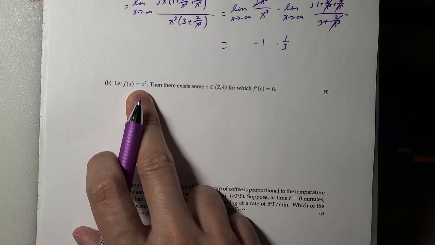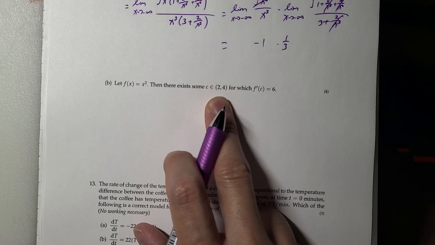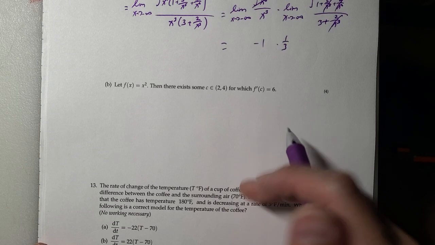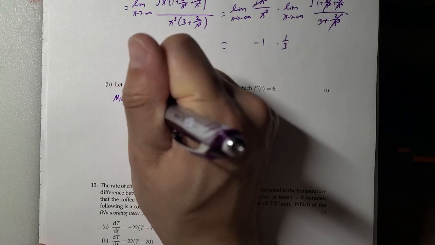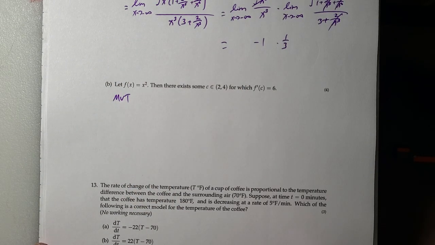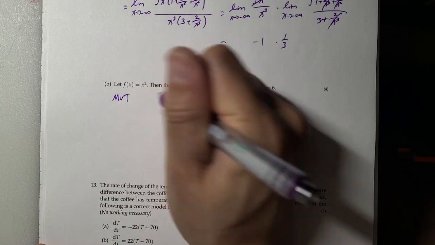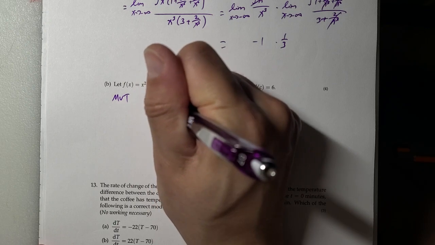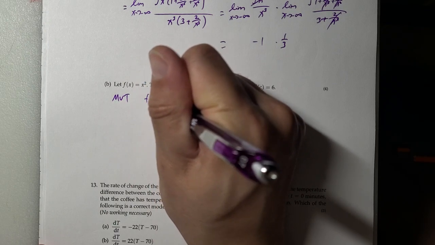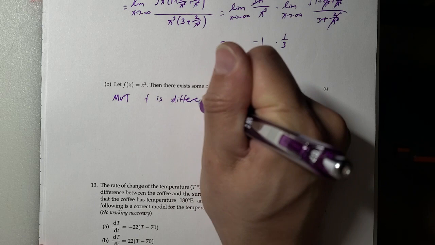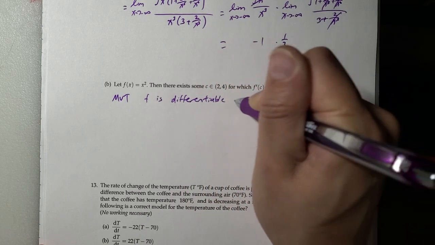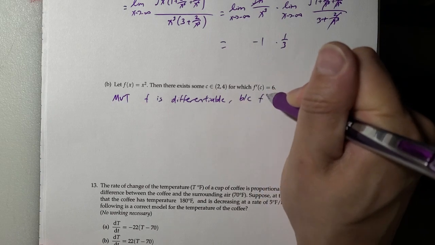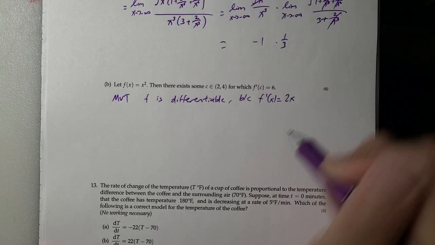Next, let f of x equal x squared. There exists some c in the interval 2 to 4 for which f prime of c is equal to 6. So this is asking for the mean value theorem, it looks like. What does the mean value theorem say? f has to be differentiable in this region. So we know f is differentiable, and we can even say f prime of x is equal to 2x.